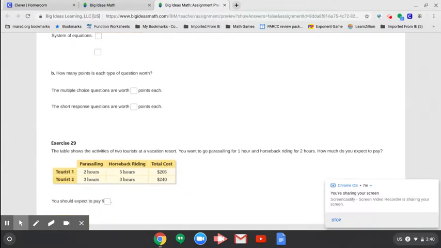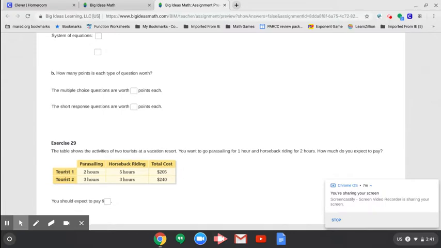Okay, down to the last question. We've done these before too. This is pretty easy. You're going to do 2x plus 5y equals 205. 3x plus 3y equals 240. You're going to solve to find out how much you pay per hour.